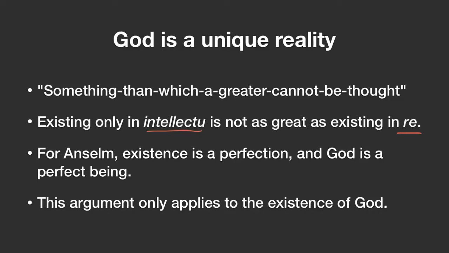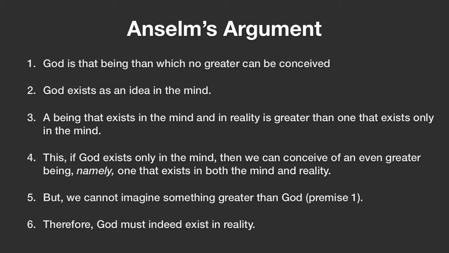So the argument, though, only applies to beings like God. So as we'll talk about with some of the objections, Anselm doesn't think that this argument works for any being. It's got to be a being which terminates in something than which a greater cannot be thought. So if we look at Anselm's argument, we can sort of formalize his argument. Here's what it looks like. Anselm says, God is that being than which no greater can be conceived. Okay, so that's the definition of God.